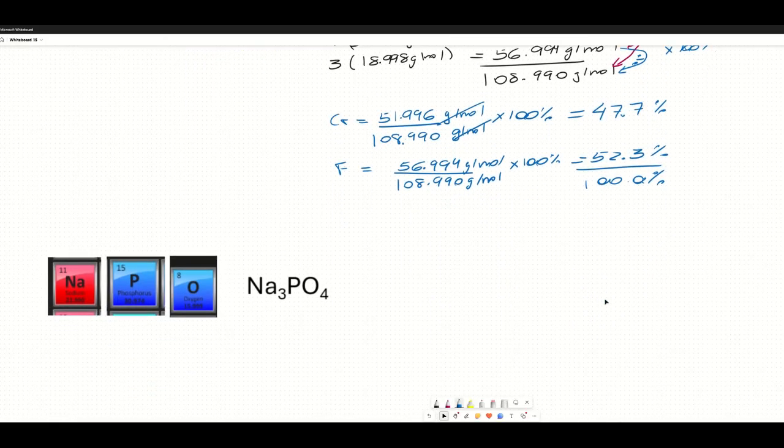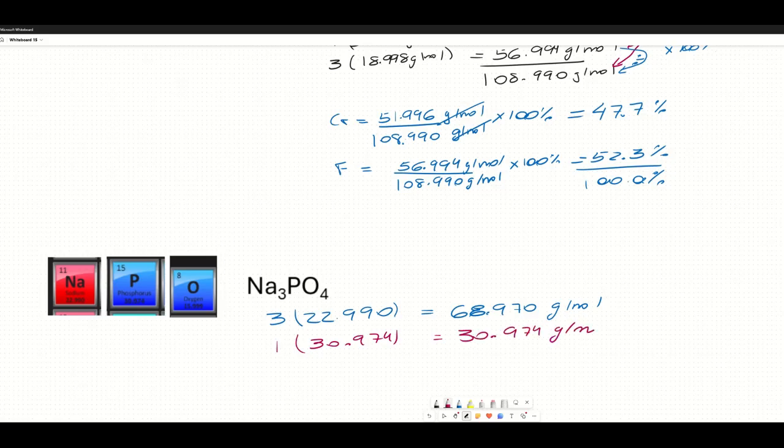I have here sodium phosphate, and I have the atomic mass for each in the periodic table. I have 3 sodiums, and the molar mass is 22.990, so this gives 68.970 grams per mole. Let me check the calculation. Yes, it's right. Then I have phosphorus, which is 1, so 30.974 grams per mole.